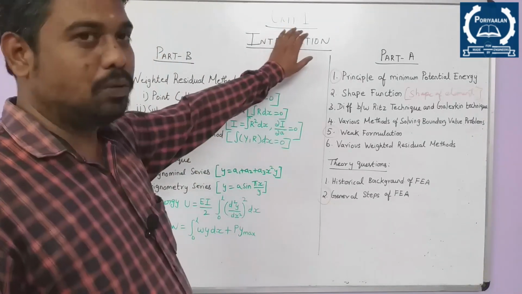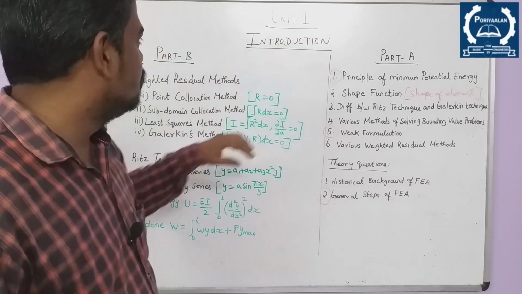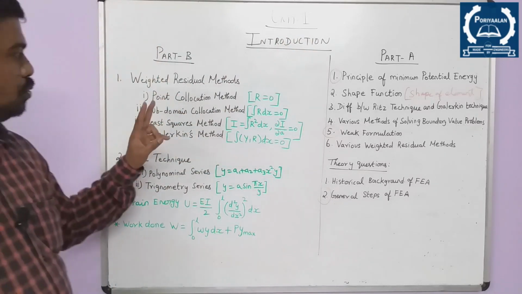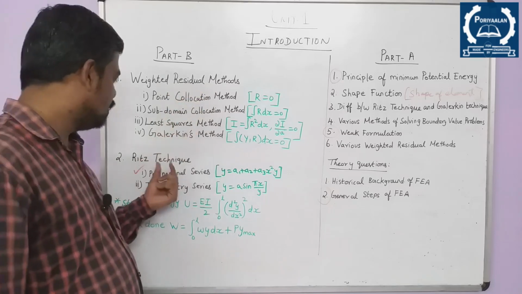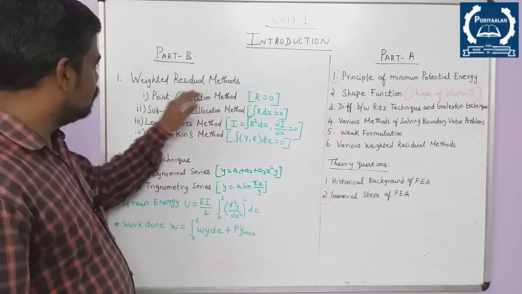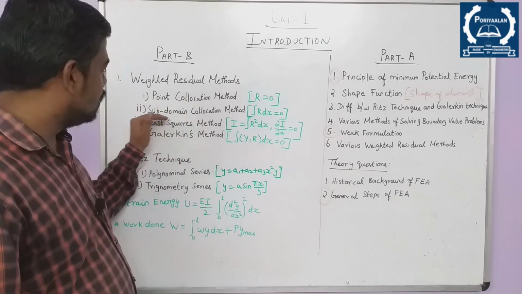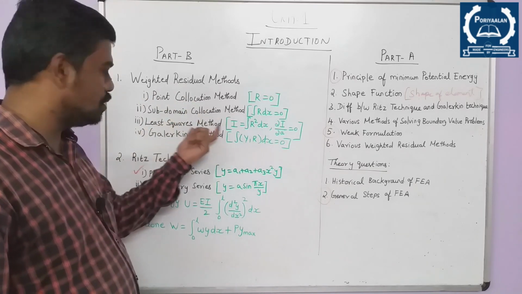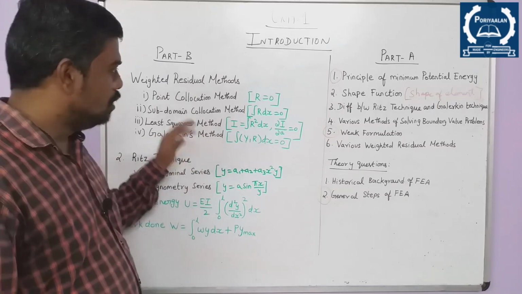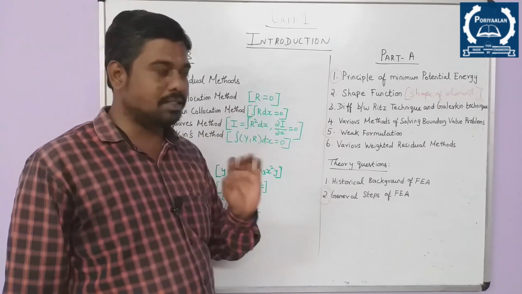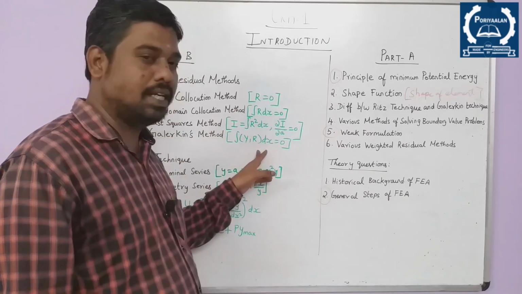The next is unit 1, which is Introduction. In part B we have 2 topics: one is the weighted residual method, and the other is Ritz techniques. In the weighted residual methods we have 4 subdivisions: the point collocation method, the subdomain collocation method, the least square method and Galerkin's method. Here we have the very simplest formulas for these 4 methods, which I have written here.